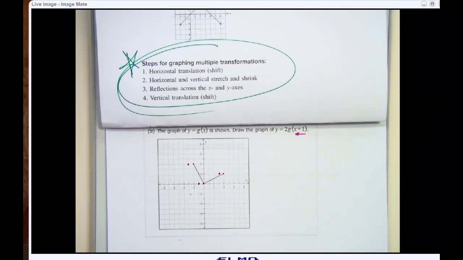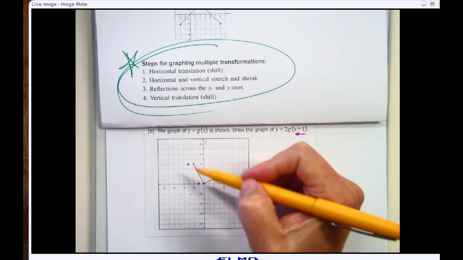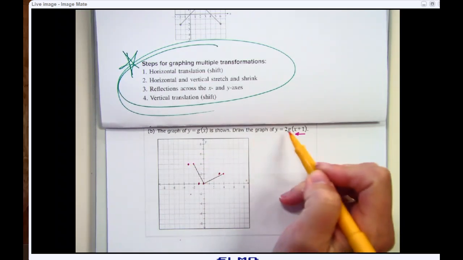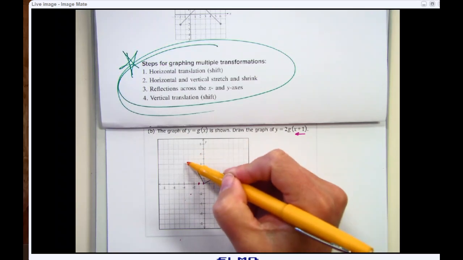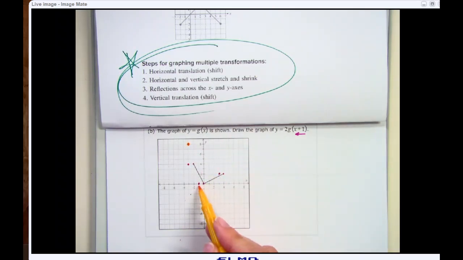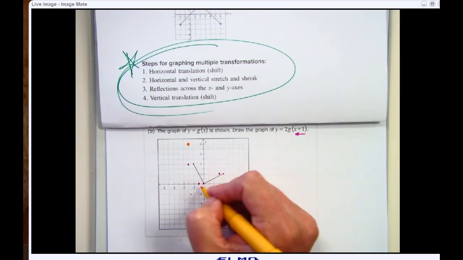So there's our guide. All right. And then what does this 2 do? So it's going to multiply all of our y's, right? So here our y is what? 4. So times it by 2. 8. Here our y is what? 0. So 0 times 2 is 0, so it stays there.